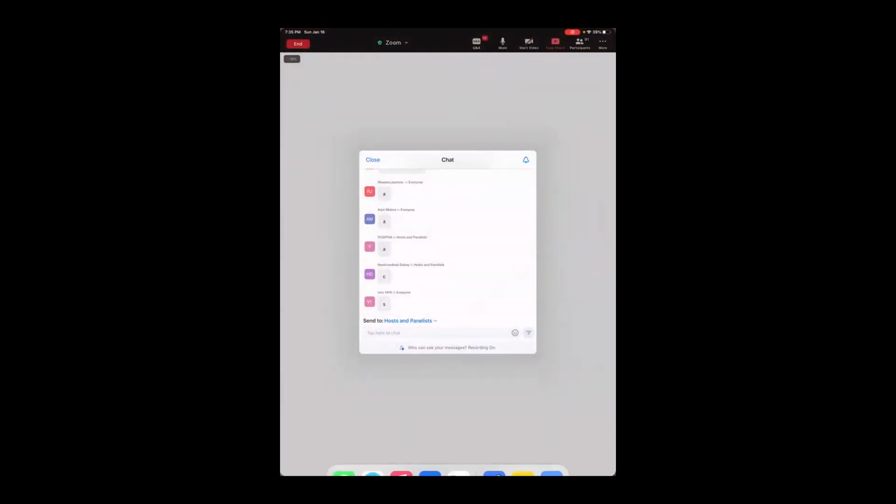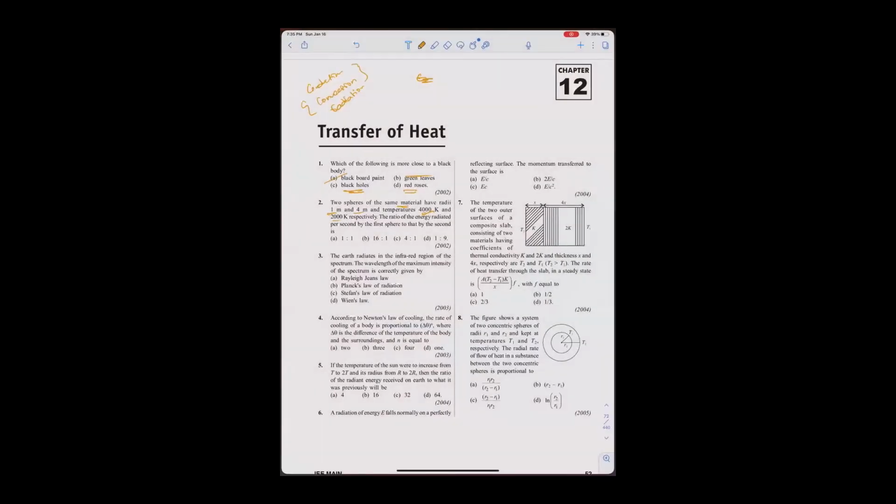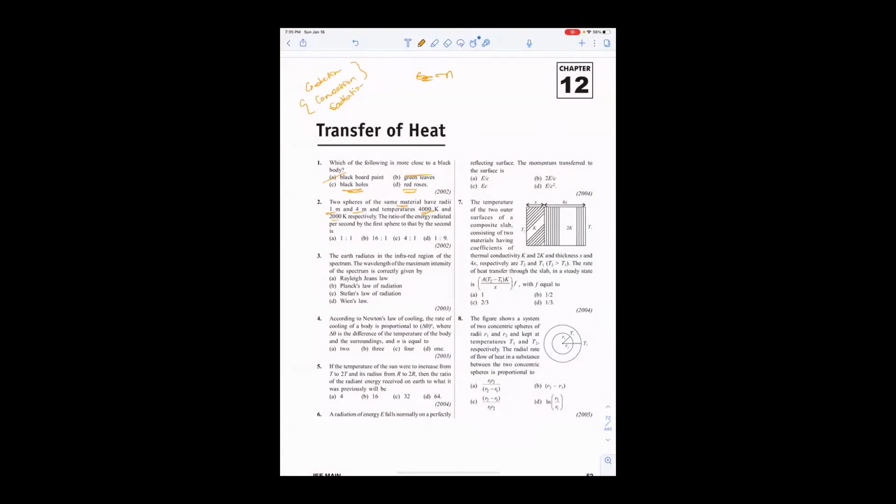So energy radiated is sigma A E T power 4. Here sigma is the constant, T is the temperature, E is emissivity, and A is the area. So this is energy radiated per second, Q dot. It is not per area, it is total area.